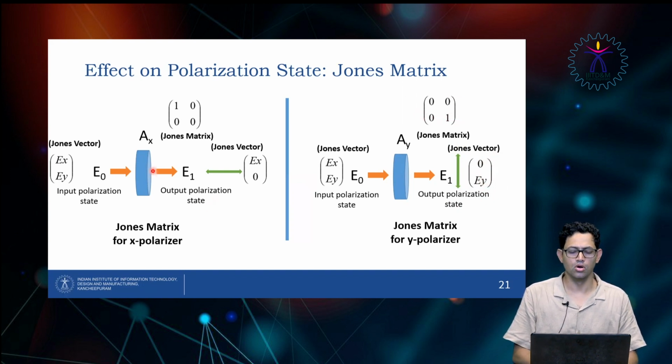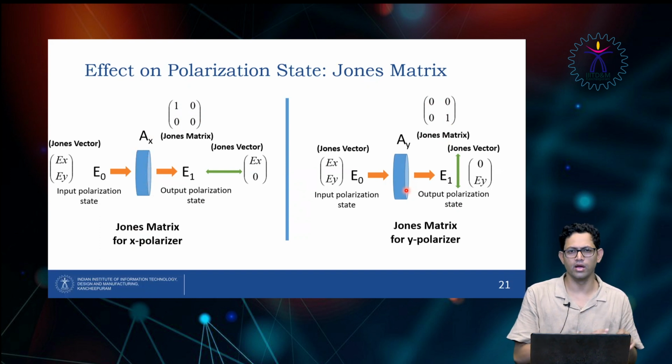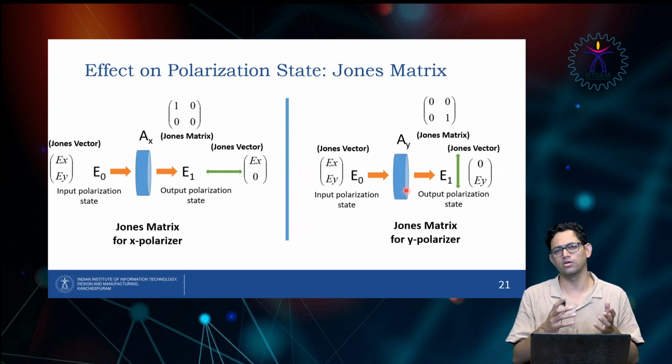So a horizontal polarizer, also known as an X polarizer, is given by a Jones matrix of 1 0 0 0. But a vertical polarizer, or a Y polarizer, is given by a Jones matrix of 0 0 0 1. That's how you define the Jones matrix for each optical element. The state of polarization is given by the Jones vector, and each optical element is given by a Jones matrix.